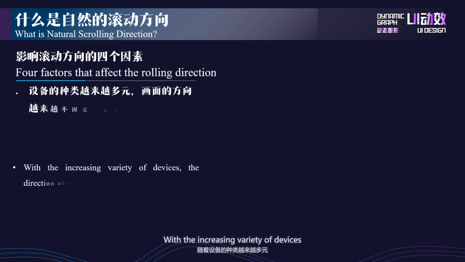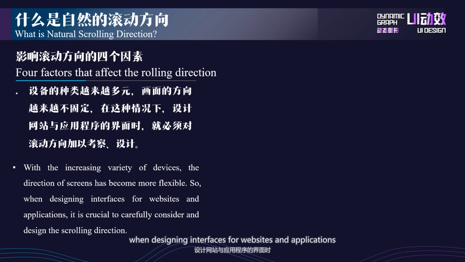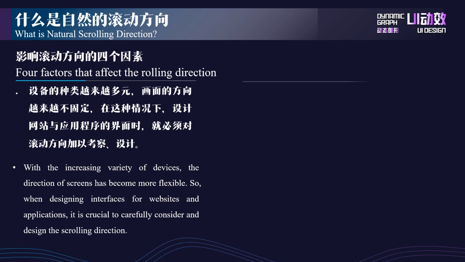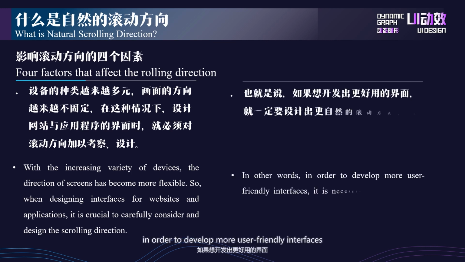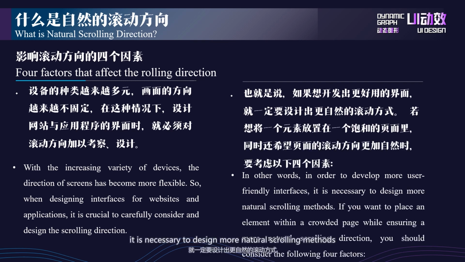With the increasing variety of devices, the direction of screens has become more flexible. So, when designing interfaces for websites and applications, it is crucial to carefully consider and design the scrolling direction. In other words, in order to develop more user-friendly interfaces, it is necessary to design more natural scrolling methods. If you want to place an element within a crowded page while ensuring a more natural scrolling direction, you should consider the following 4 factors.